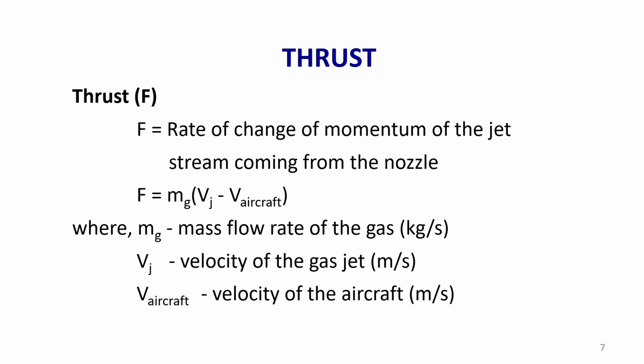As I said a little before, a certain mass of gases comes out of the exhaust with a velocity. That is the momentum in the opposite direction, which is the primary reason for producing the thrust that makes the vehicle move in the forward direction. V suffix j is the velocity of the gas jet in meters per second, and V aircraft is the velocity of the aircraft. The difference between these two multiplied by the mass is the rate of change of momentum of the stream coming out of the nozzle or exhaust.